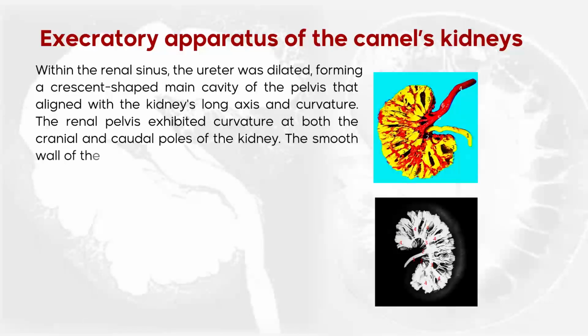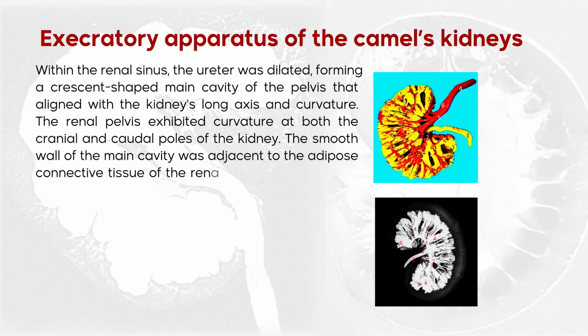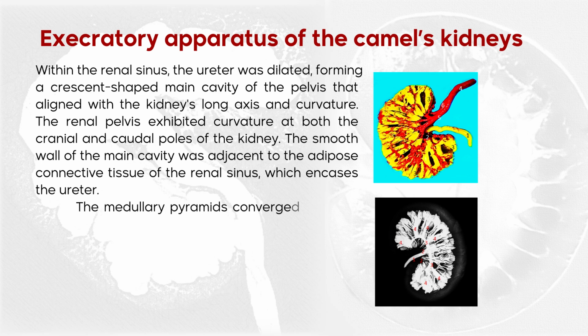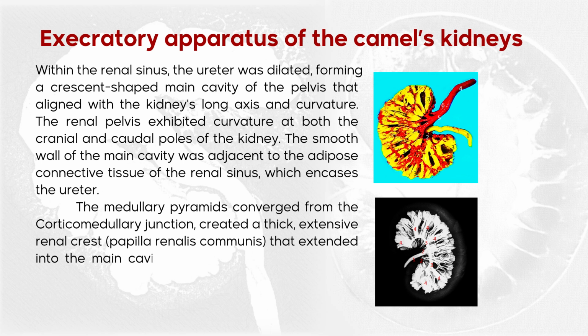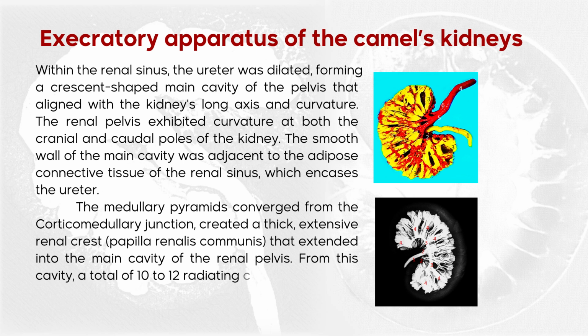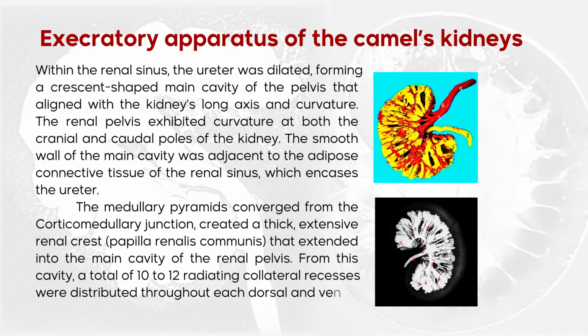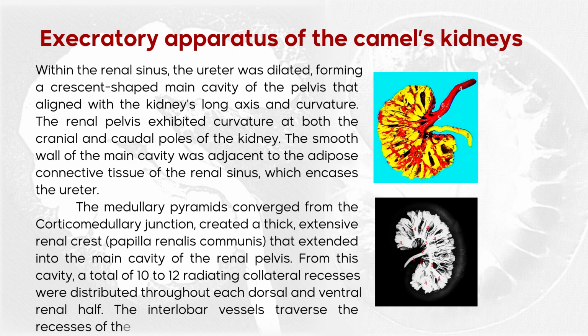The smooth wall of the main cavity was adjacent to the adipose connective tissue of the renal sinus, which encases the ureter. The medullary pyramids converge from the corticomedullary junction, creating a thick, extensive renal crest, papilla renalis communis, that extended into the main cavity of the renal pelvis. From this cavity, a total of 10 to 12 radiating collateral recesses were distributed throughout each dorsal and ventral renal half. The interlobar vessels traverse the recesses of the renal pelvis.